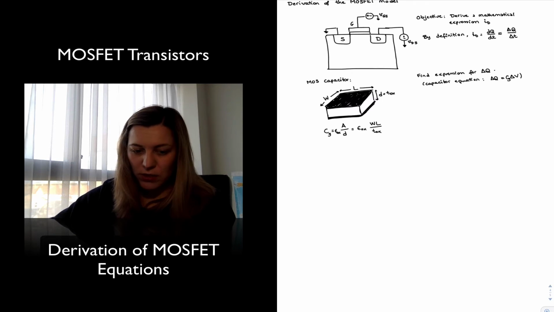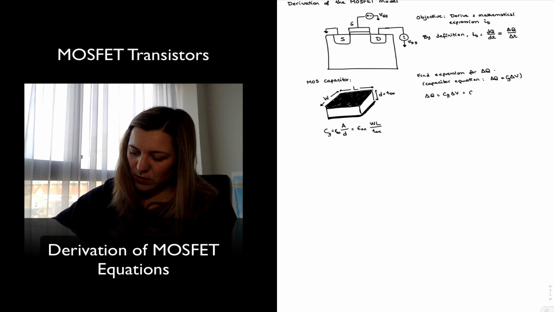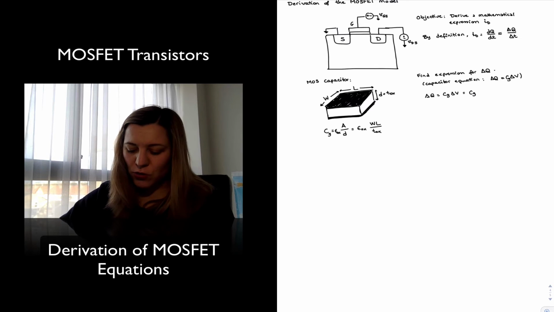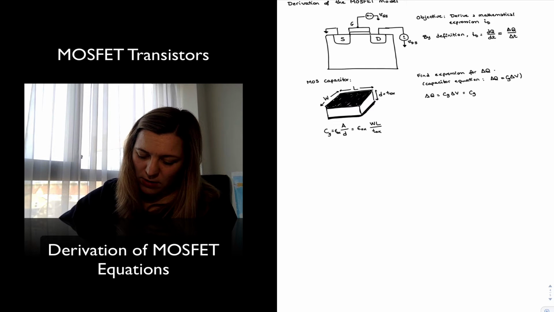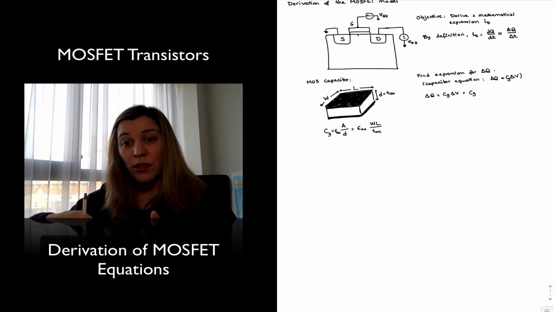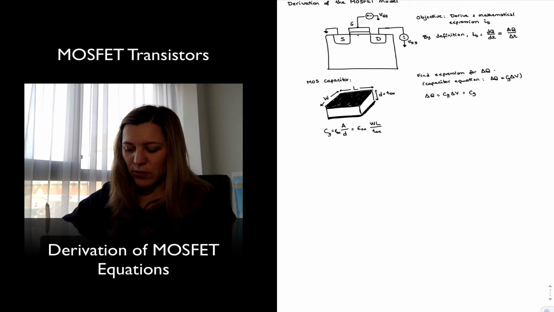All right, so in this case I have delta Q equals CG delta V, and my delta V is going to be the delta between the voltage at the gate and the voltage underneath the silicon oxide, the voltage in the channel. Okay, that is the electric field that is being applied across the capacitor.